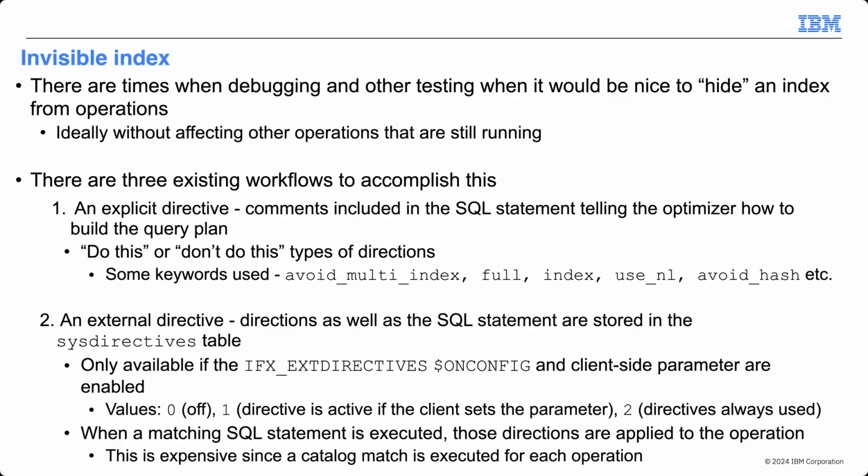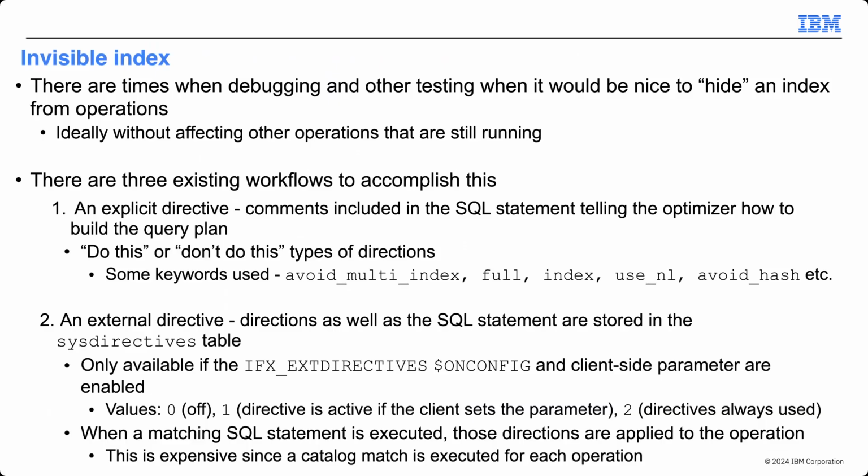So the first one was an explicit directive where you would go into the SQL statement itself. So you'd have to rewrite the statement and put in these explicit directives of, do this, don't do that, try this first, and so on and so forth. And okay, yeah, that's great, but you have to rewrite the SQL statement. And if you have an existing application, particularly a purchased application, that's not always possible.